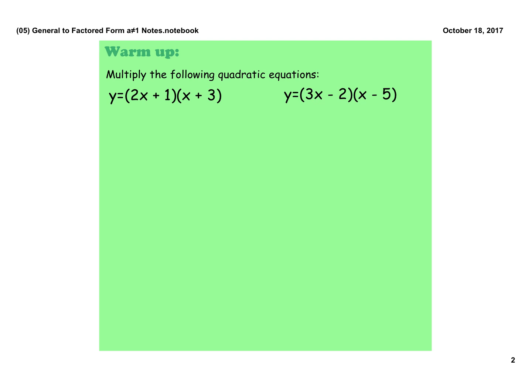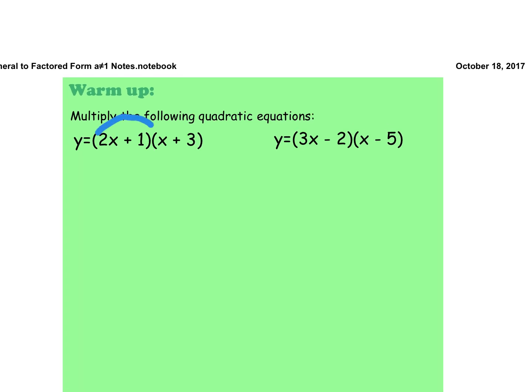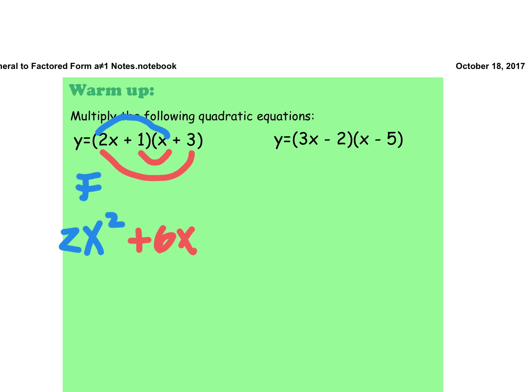There's a whole bunch of little parts. First would be 2x times the x is 2x squared. Outside would be these two, plus 6x. Inside, plus 1x. And last, plus 3. Did you have 2x squared plus 7x plus 3?